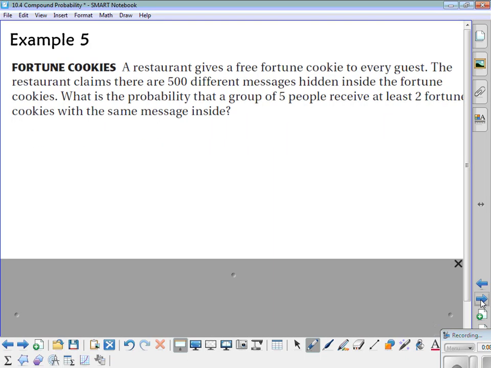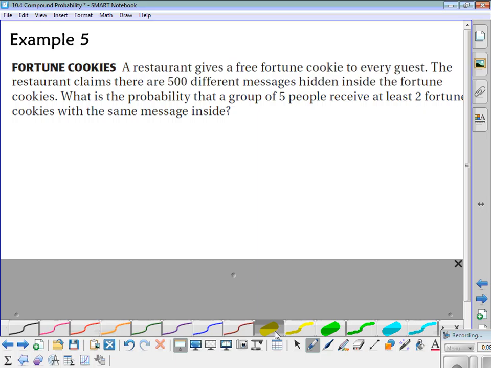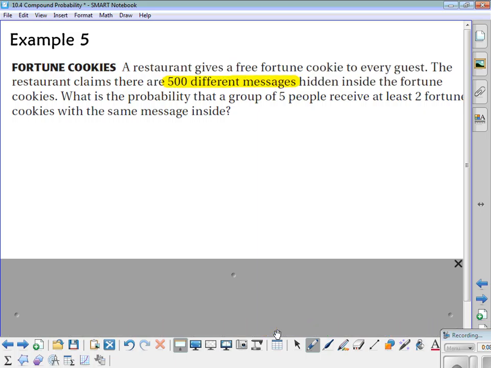All right, so for example 5, we've got a restaurant that gives a free fortune cookie to every guest. The restaurant claims there are 500 different messages hidden inside the fortune cookies. What is the probability that a group of 5 people receive at least 2 fortune cookies with the same message inside?